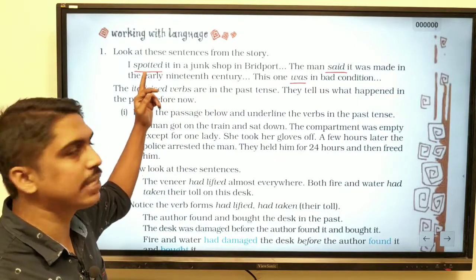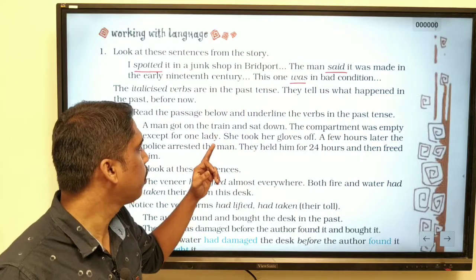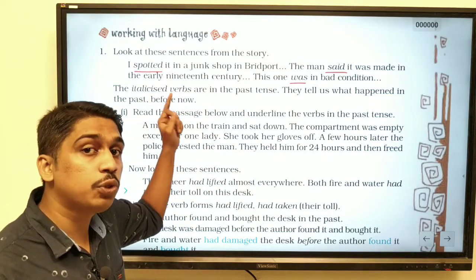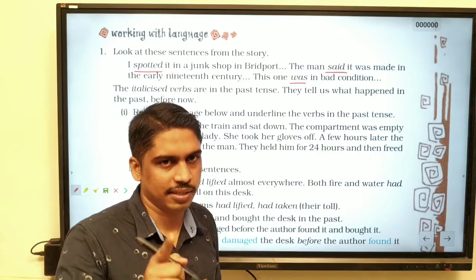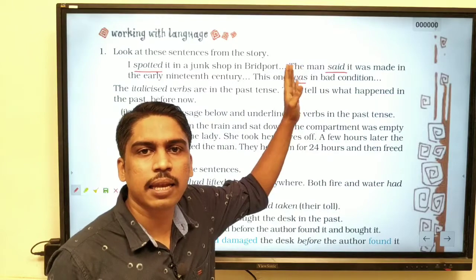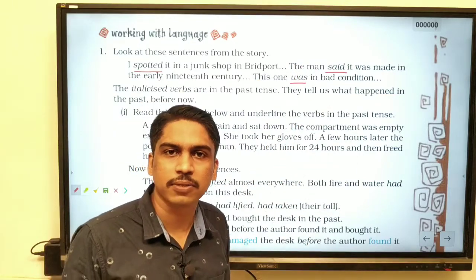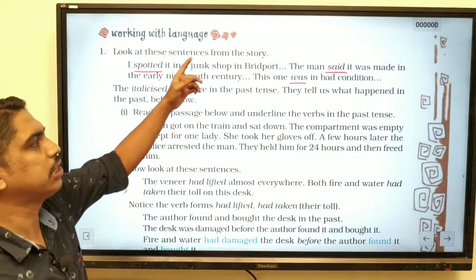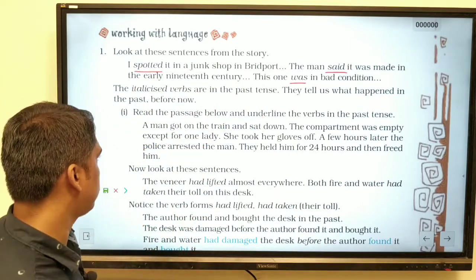So all these verbs are verb 2, the past form. And verb 2 is used in which tense we have studied? Yes, which tense? Simple past tense. So automatically these sentences are in simple past tense. All are simple past tense, verb 2. The spotted, said and was. Okay, these all are past tense.